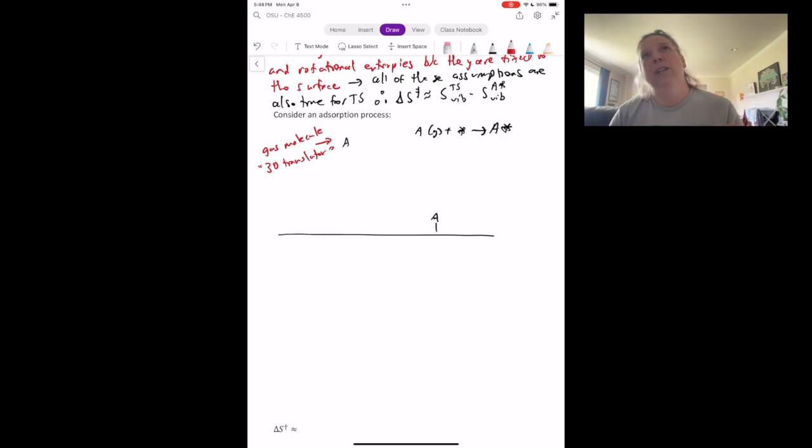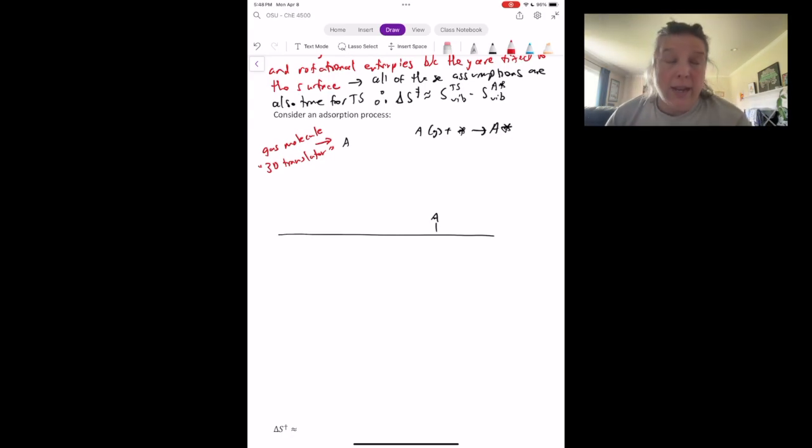So it's a gas phase molecule. It is not interacting with any other thing. It's not interacting with other gas phase molecules. And from the vantage point of this gas molecule, there is nothing else in the universe except for it. So it's whizzing around in the gas phase freely. It is completely free to move.